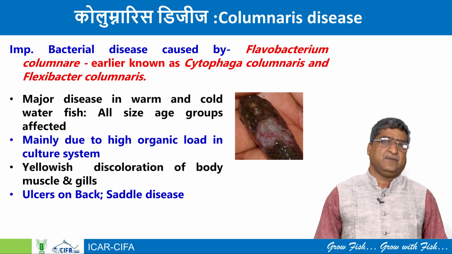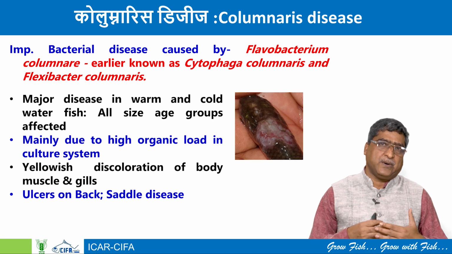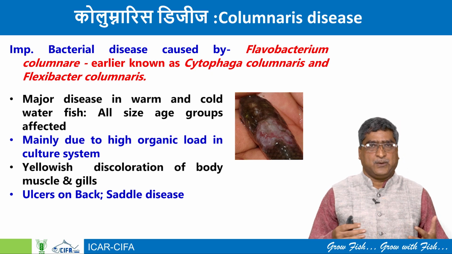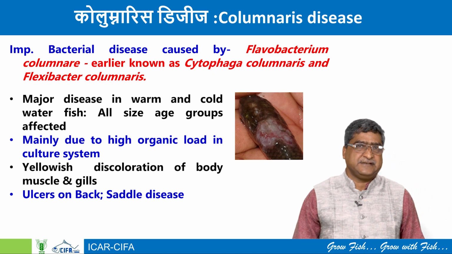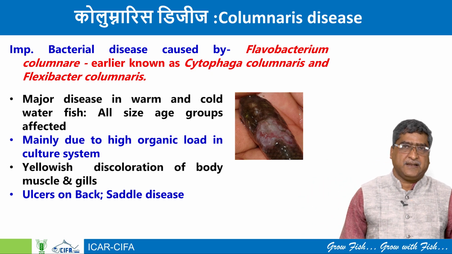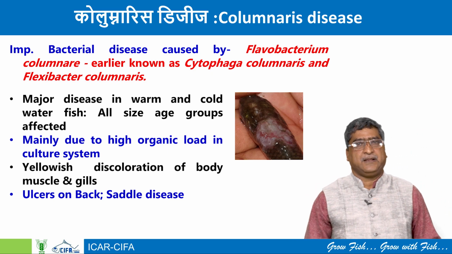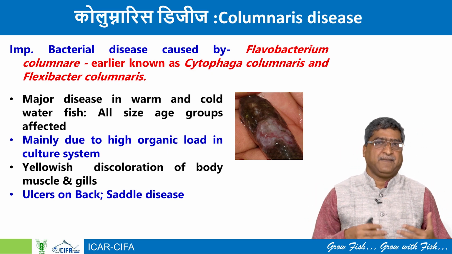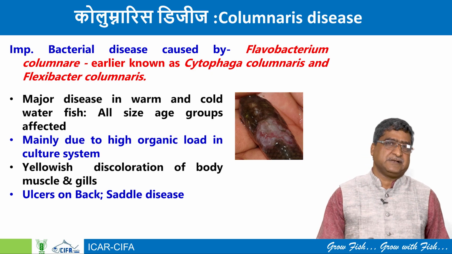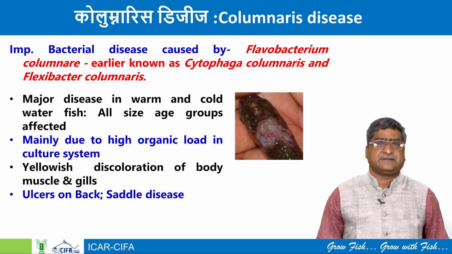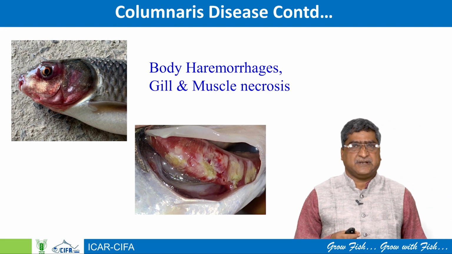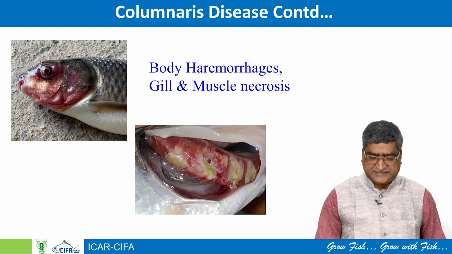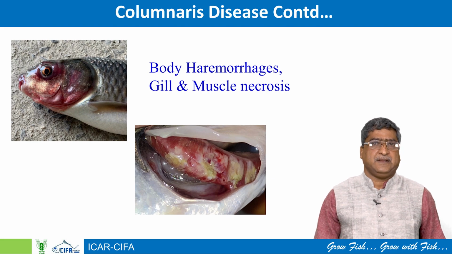These are the bacteria which affect all warm and cold water fishes, and all size groups are affected with this disease. And this is mainly due to high organic load and poor water quality in the system. We will find the bacteria multiplying on the wound, yellowish discoloration on the muscles and gills, and we find ulcers in the back. Sometimes it is called saddle disease, and we find body hemorrhages, muscle necrosis, and growth on the gills. So yellowish growth on the gills.